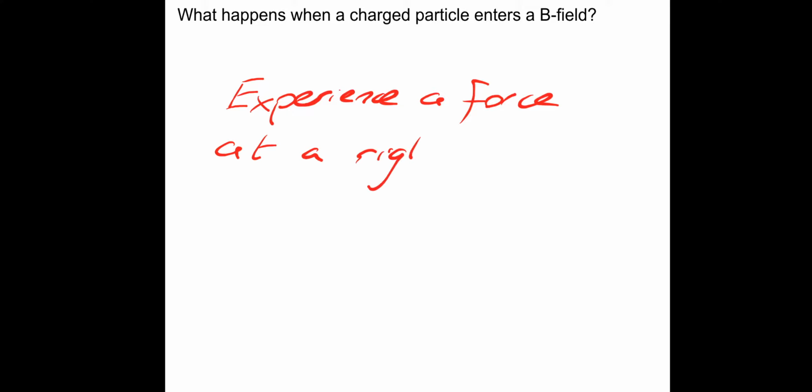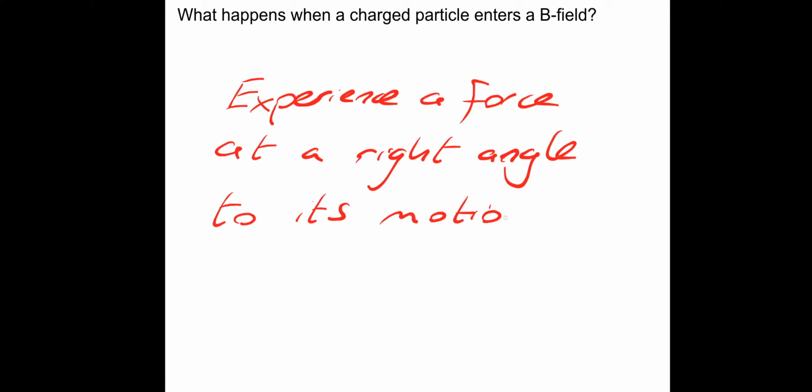So what happens when a charged particle enters a magnetic field? Well, when a charged particle enters a magnetic field, it experiences a force at a right angle to its motion. So let's say a proton entered a magnetic field. It would experience a force at a right angle to its motion. And that's at all times.